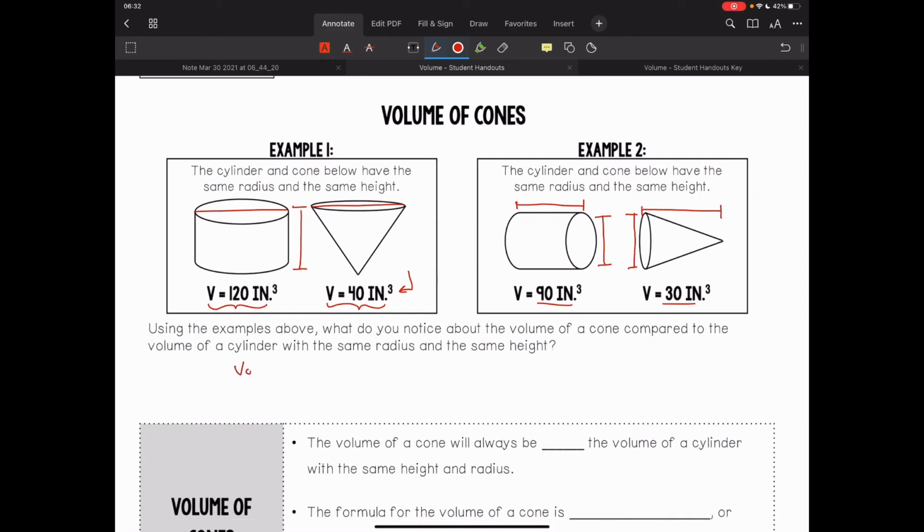The volume of cones will be 1/3 of a cylinder that has the same base and height.